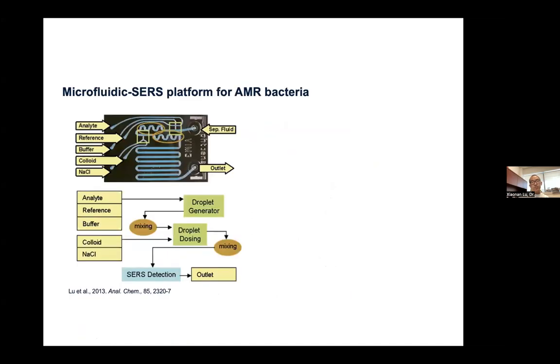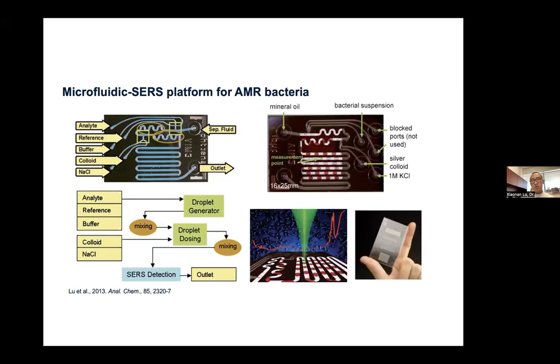So I have two more slides to give you some further applications of how we use the microfluidic lab-on-a-chip coupled with surface-enhanced Raman for microbiology applications. So the first application is to use the microfluidic coupled with SERS to detect antimicrobial resistant bacteria. So this is the design for the microfluidic device. Basically, we generate a lot of mineral oil droplets, and each individual mineral oil droplet includes a bacteria suspension and gold silver nanoparticles to achieve the SERS application.